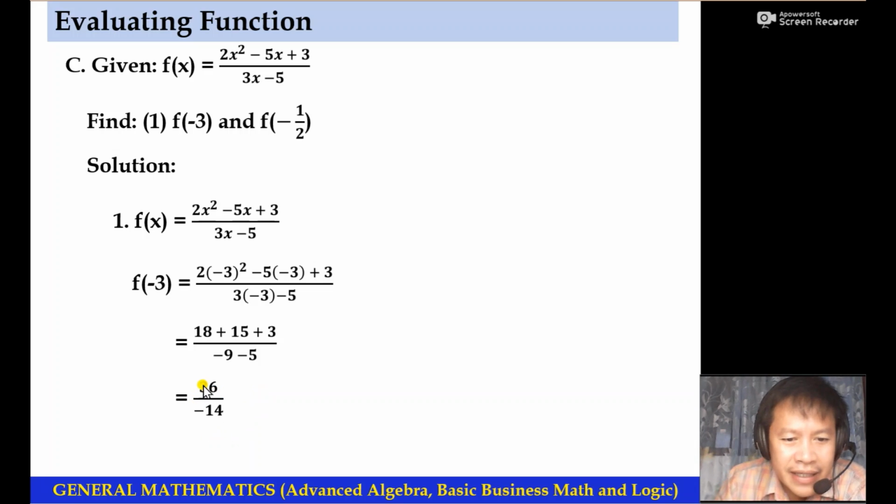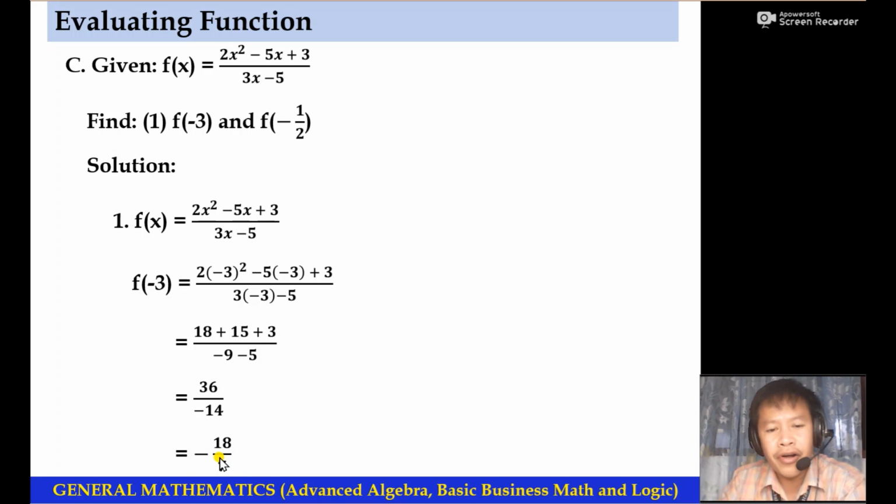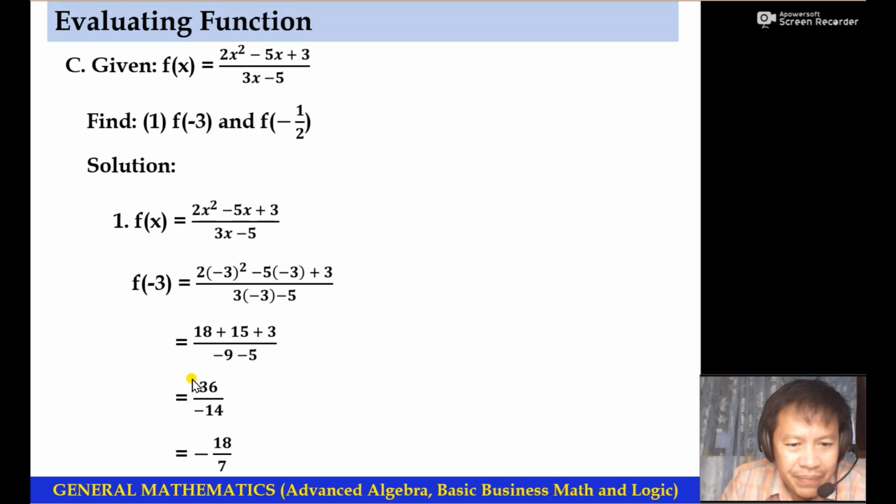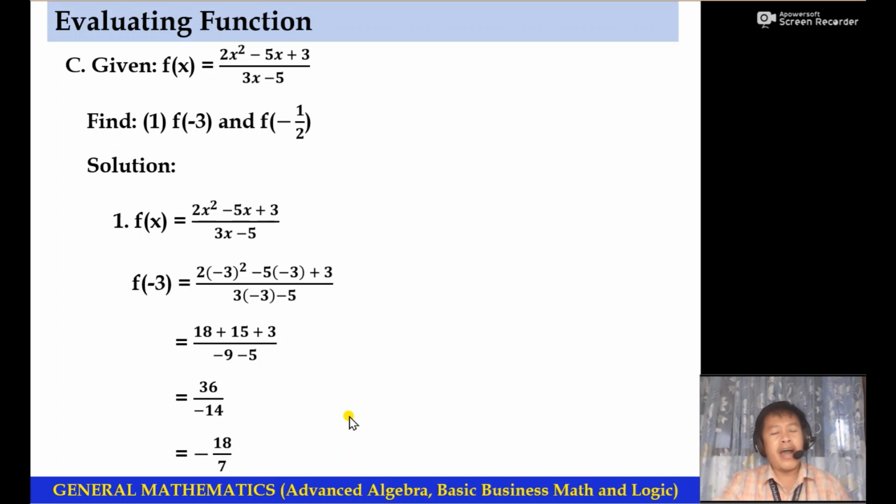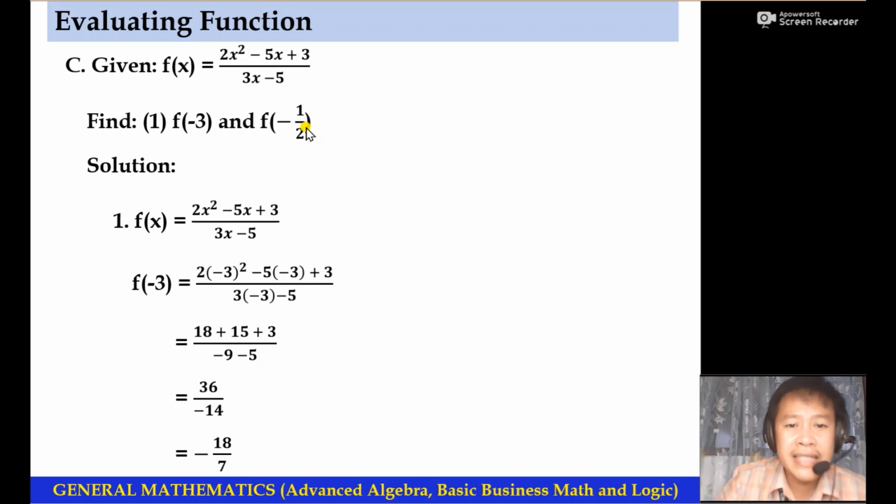What is the greatest common factor of 36 and 14? What do you think? This is 2. Okay, 36 divided by 2 is 18. Then 14 divided by 2 is 7. So therefore, the answer is positive divided by negative is negative, and this is negative 18 over 7. Now, how about if our x is a fraction?